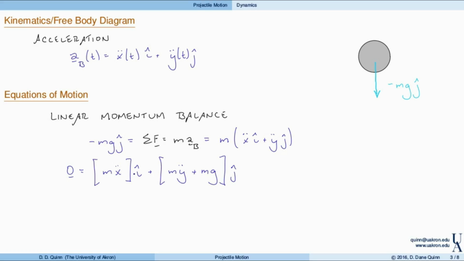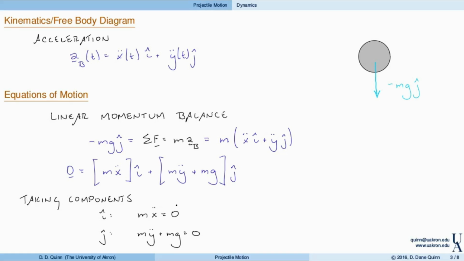But the only way that the right-hand side can be equal to 0 is if both of these components vanish independently. So the component in the i direction must be equal to 0, and the component in the j direction must be equal to 0, which gives us two scalar equations. Or taking components in the i and j direction, we find that m x double dot equals 0, while in the j direction, m y double dot plus mg equals 0.